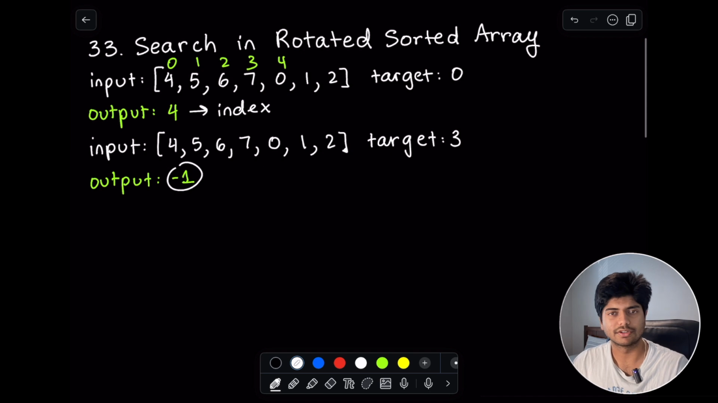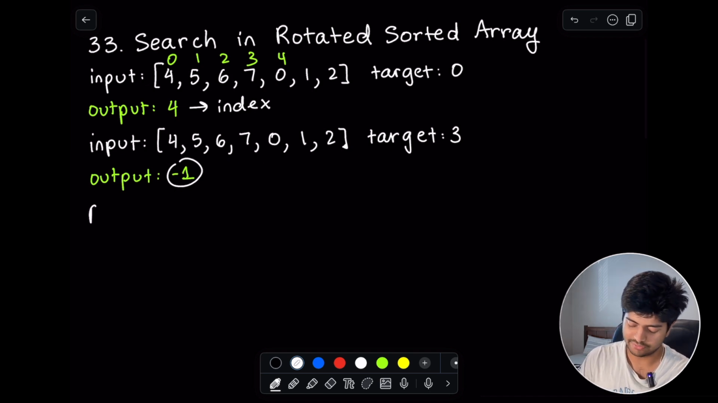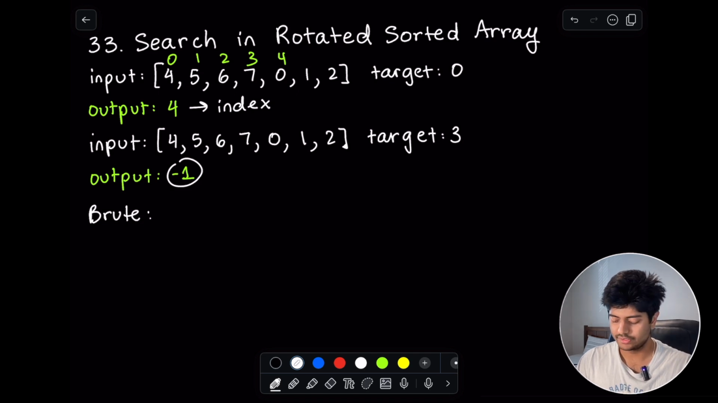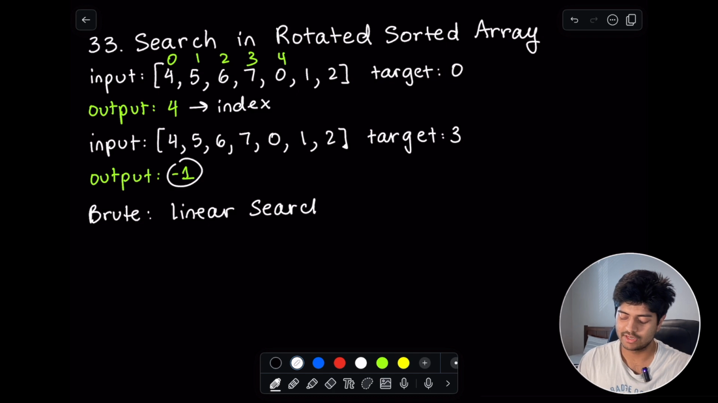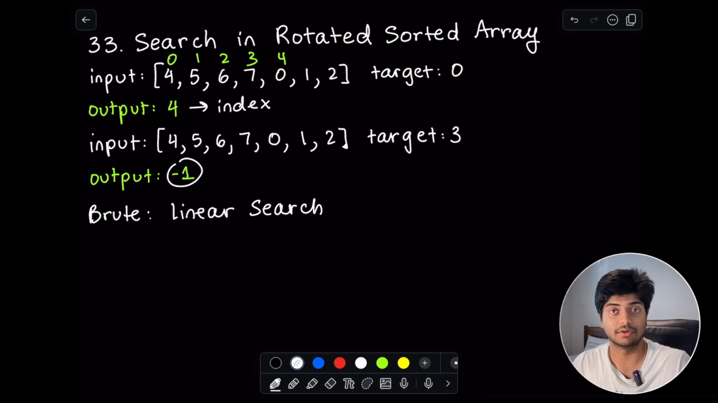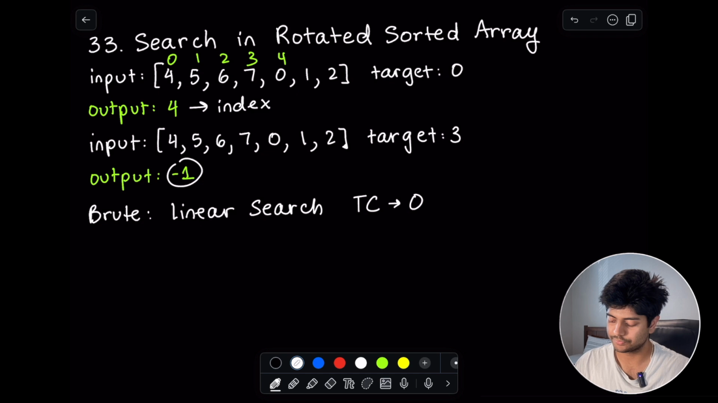So what's the brute force approach that we can come up with? Well, I think the brute force approach is just a linear search, right? We can essentially go through every element in the vector and check, is that element equal to the target? And if it is, we just return that index. And if we go through the entire vector and we don't see that element, then we know it's not in there, so we just return a -1. The only problem with this solution is that it's a time complexity of O of n, right?